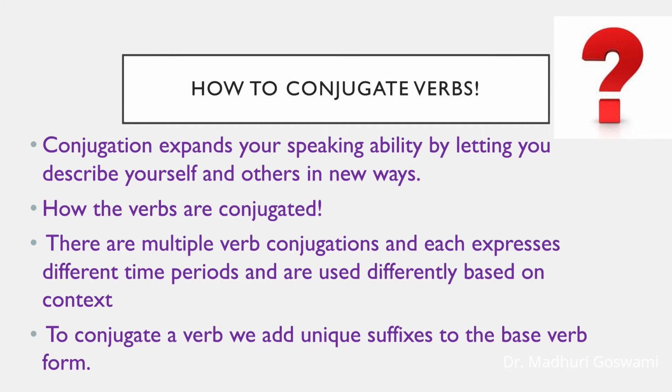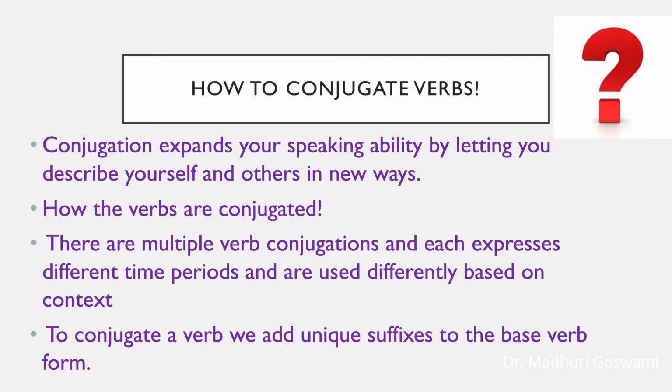Verb conjugation occurs constantly in English. The essence of verb conjugations are to match the subject with the appropriate verb based on the time period. And as you know that we call this tense that we have just discussed. There are multiple verb conjugations and each expresses different time periods and are used differently based on context. Which one you use depends on the message you want to convey. Well, to conjugate a verb, we add unique suffixes to its base verb form.